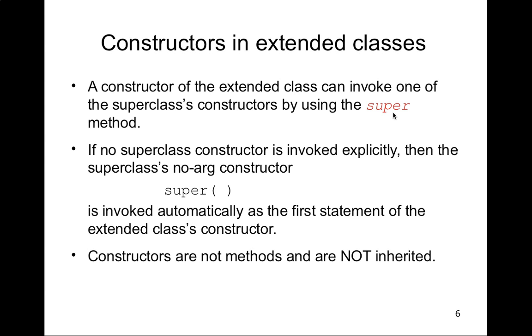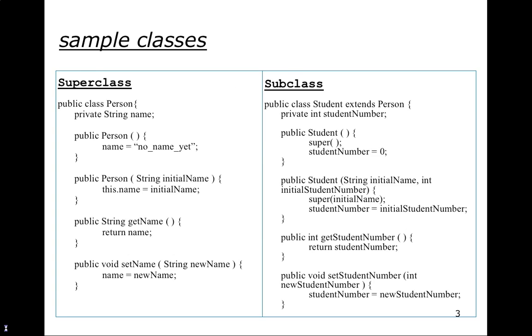Constructors in the extended classes we've seen so far, and this is the syntax for it. Well, we've actually seen this. The constructor of the extended class can invoke one of the superclass's constructors by using the super method. We don't have to do the defaults, as I've shown you. We can actually do other ones. And we pass the information from the same command line, it comes into one constructor, and it automatically goes to the other constructor. And we see that actually in this one here too.